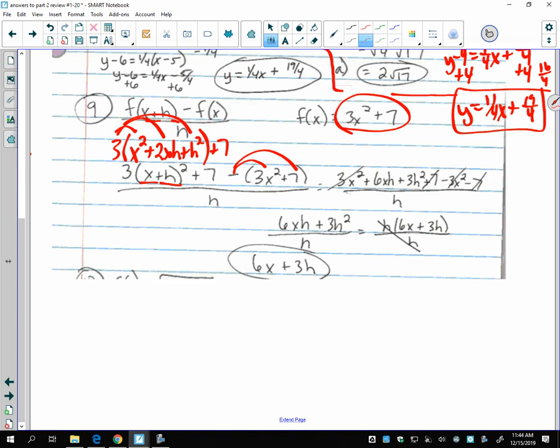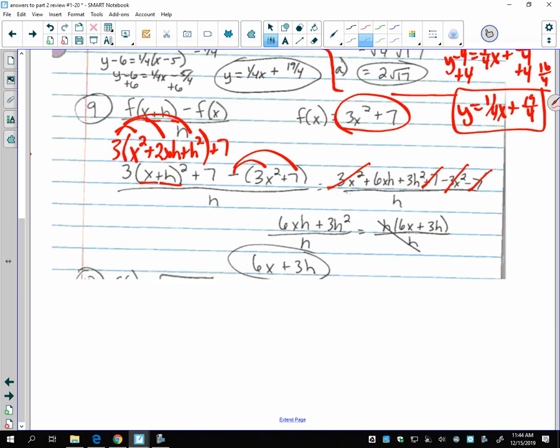And then look what happens. We have a plus 7 and a minus 7. We have a plus 3x squared and a minus 3x squared. And so on the top, I'm just left with 6xh plus 3h squared. And on the bottom, I have an h.